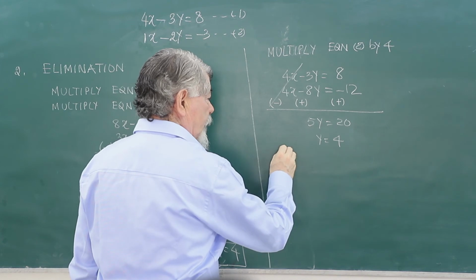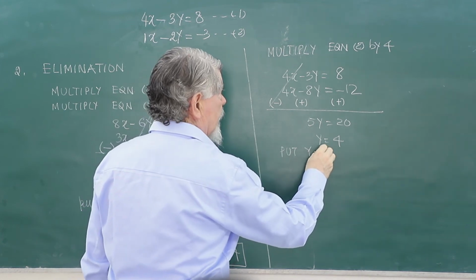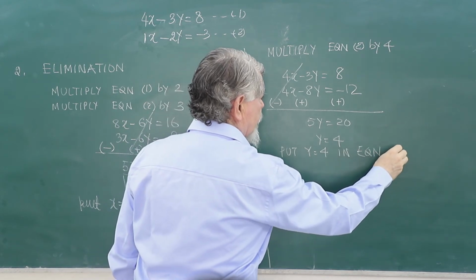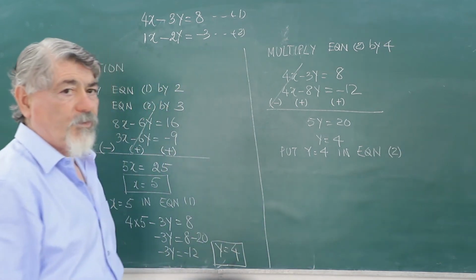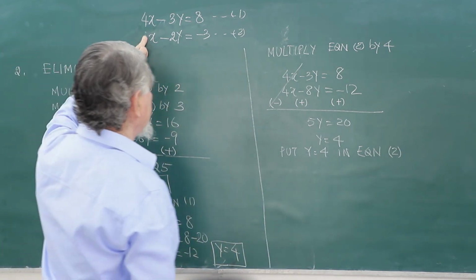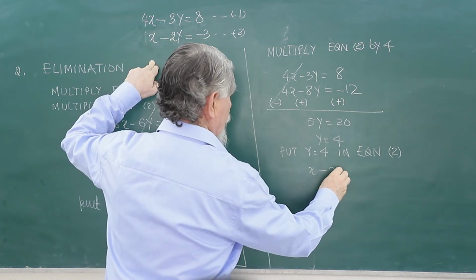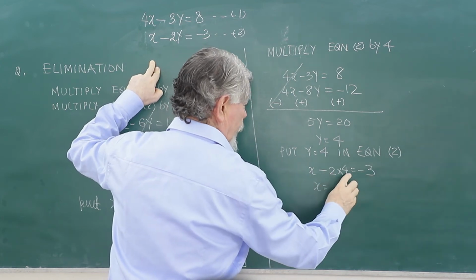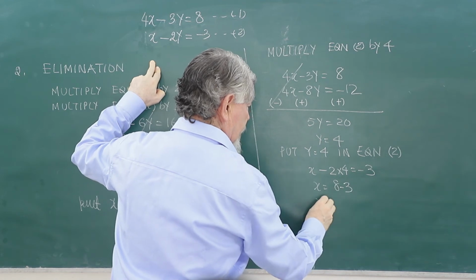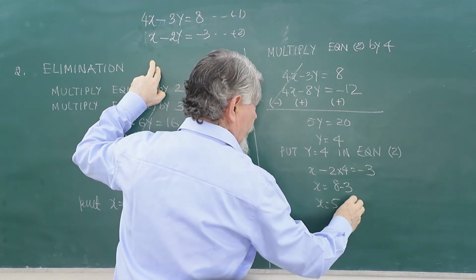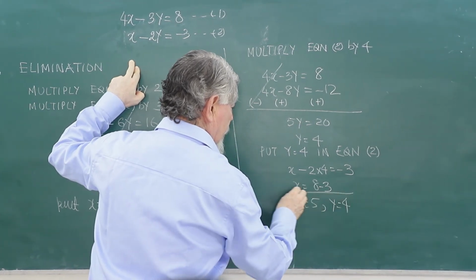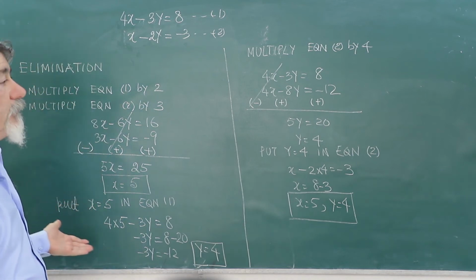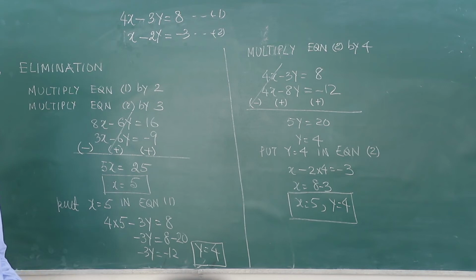Now put y is equal to 4 in equation 2. I am putting now in equation 2 because in the first I put in equation 1. So x minus 2 into y is equal to minus 3. So x will be 4 2s are 8 minus 3, x will be 5. So x is equal to 5 and y is equal to 4 is your solution of the simultaneous equation. So this was the method of elimination.